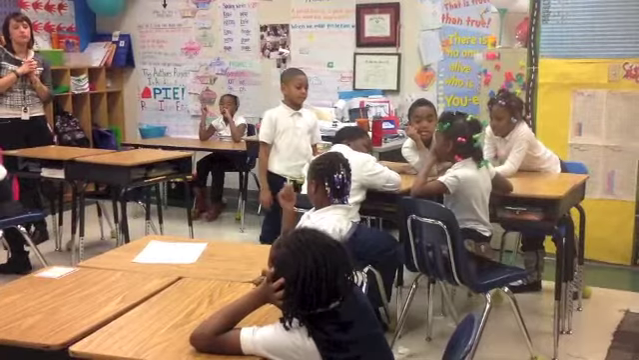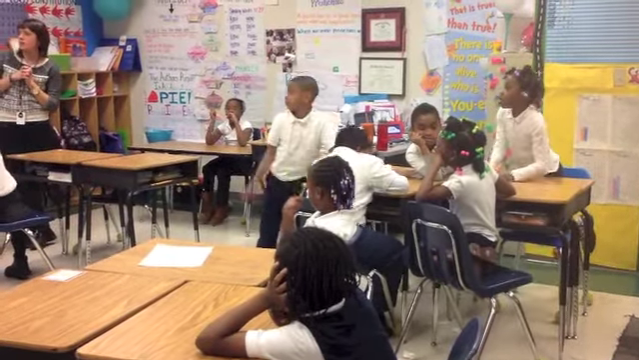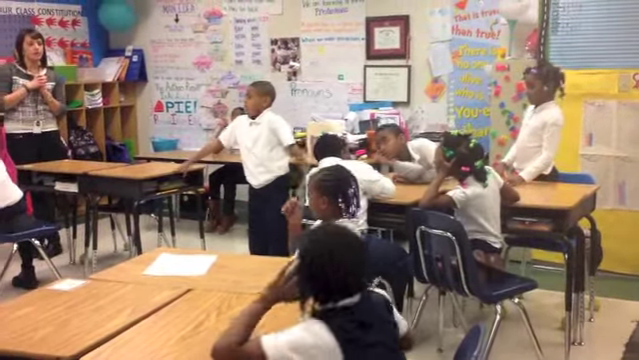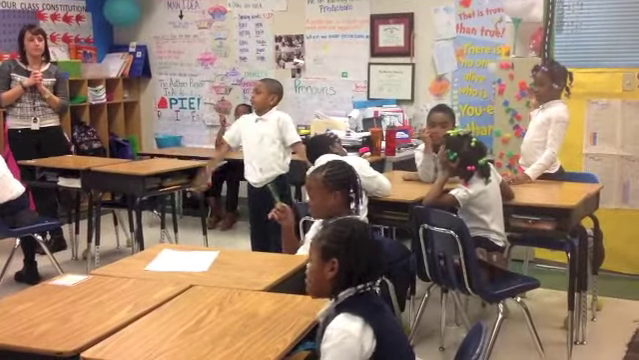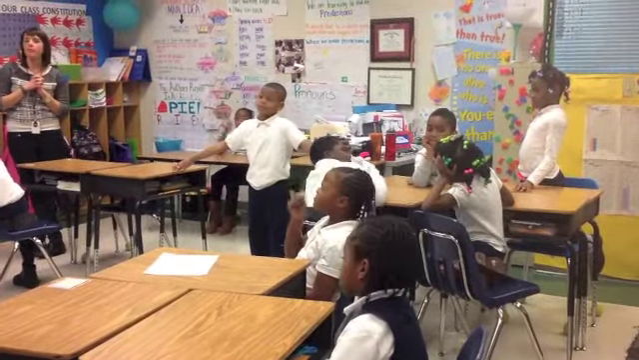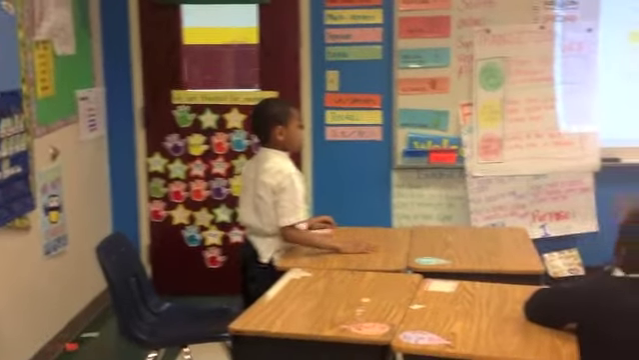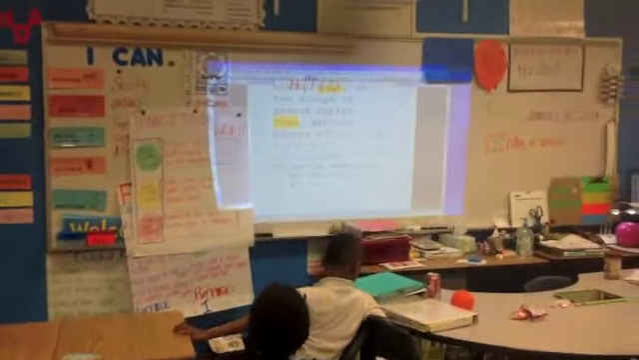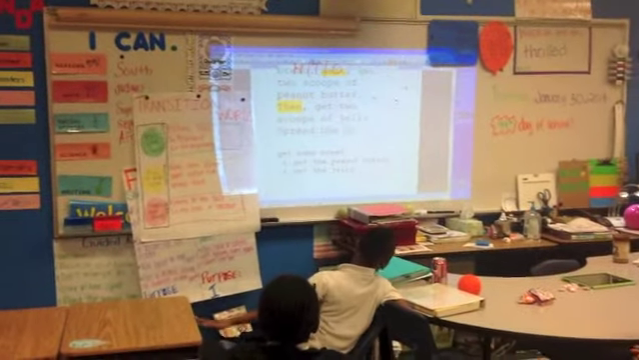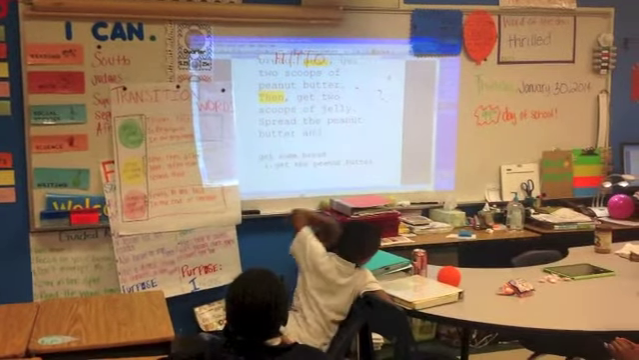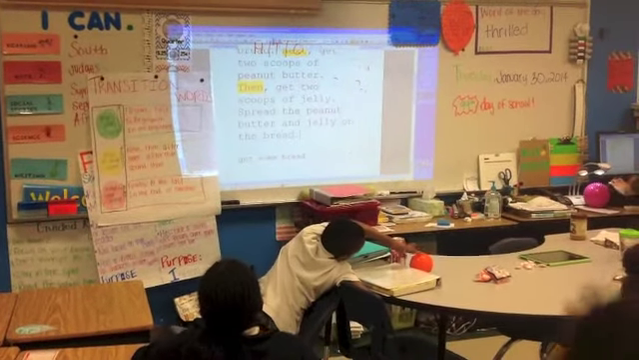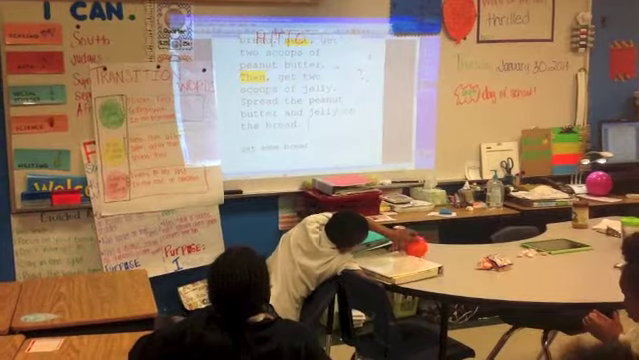What's our last step? Are we at the last step? No. Okay, so what's our next step? Who can help her out? William. I can spread peanut butter on the bread. Good. So spread peanut butter. Spread the peanut butter and jelly on the bread. Okay. What's the last step?